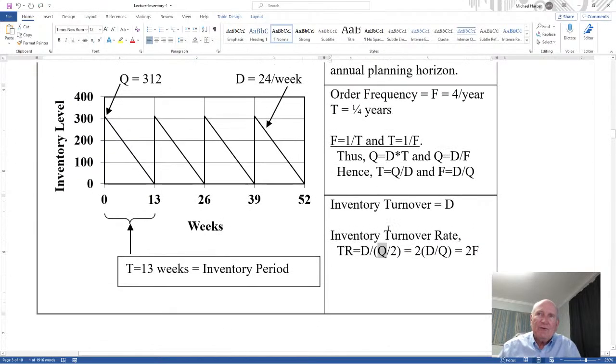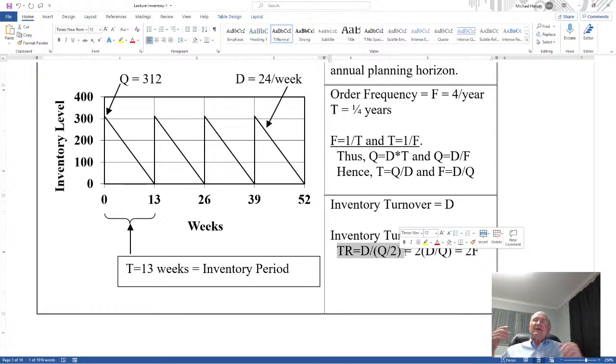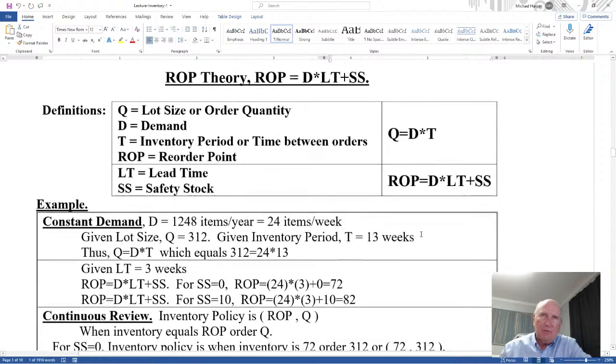So you got to be careful when you look at only one metric, turnover rate. What about stock out level? What about carrying cost? What about ordering cost? So there's a number of things you're looking at to manage your inventory, having a good management of your inventory. Okay, the next one is going to be the reorder point.